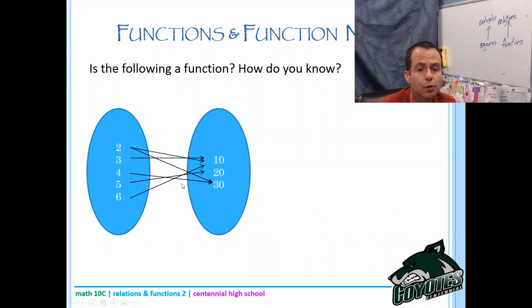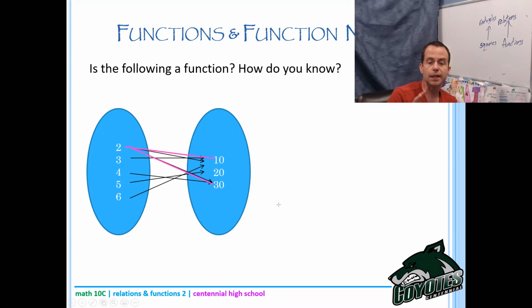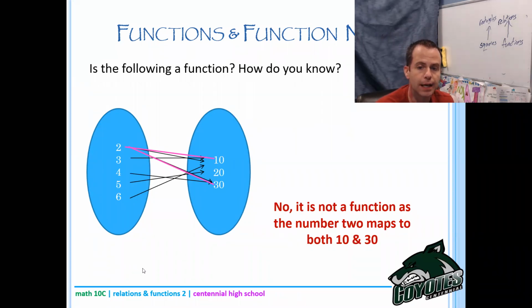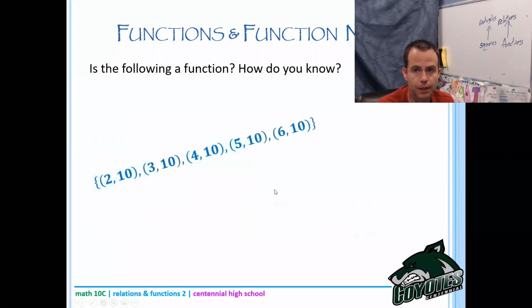How do you know? Well, I want you to see right away, person number 2 is trying to live in house 10 and house 30 at the same time. So we say that the input of 2 is duplicated. If I was writing this out as points, I have the point 2 comma 10 and 2 comma 30. Okay, so because the 2 gets duplicated, this is not a function. Okay, so we would say, no, it is not a function, as the number 2 maps to both 10 and 30. Okay, how about this guy?